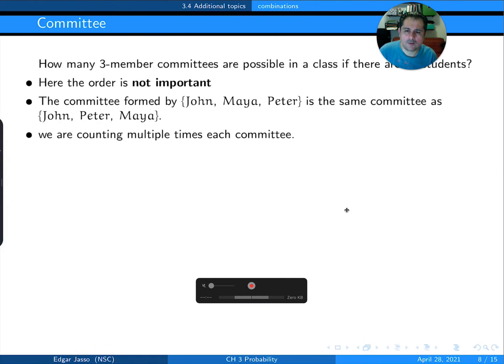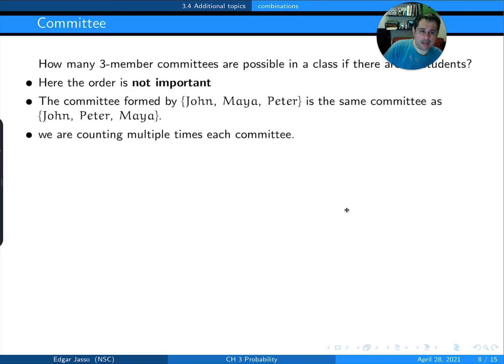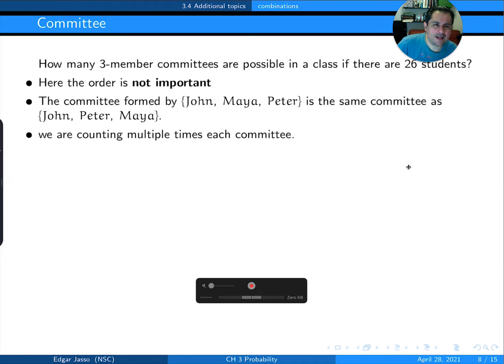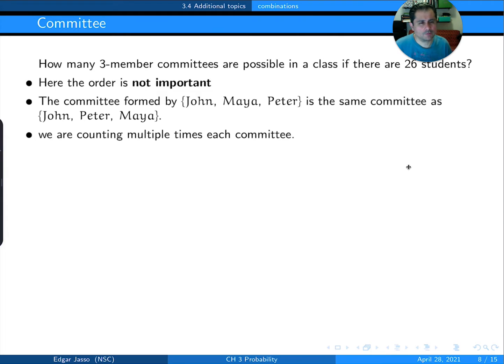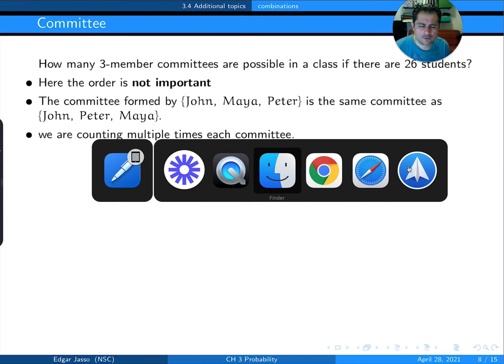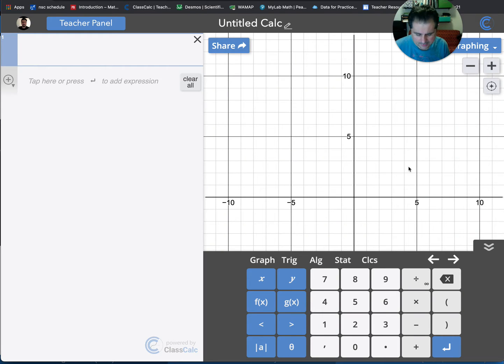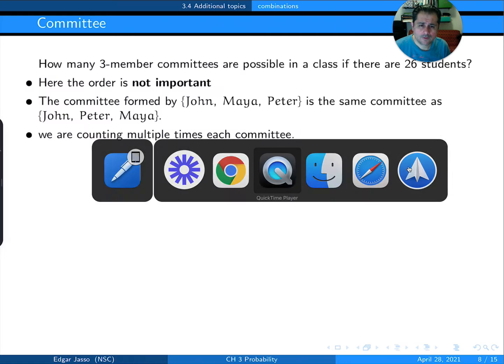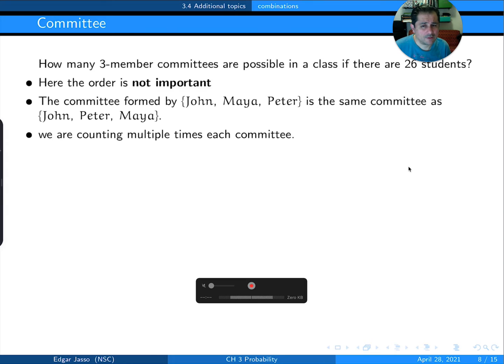So if I count all of them, like before, if I know how to find the ones where the order mattered, that was 26 P3, since there are 26 students. But now if I count that way, I'm counting each committee multiple times. I can do 26 P3, which was just 26 times 25 times 24, so 15,600. So this number is 15,600, but I'm counting multiple times.